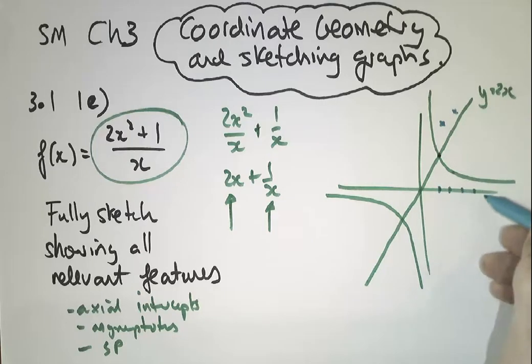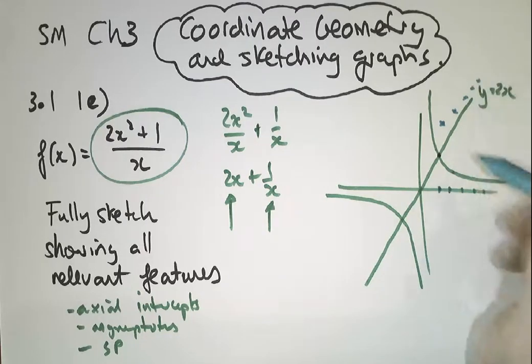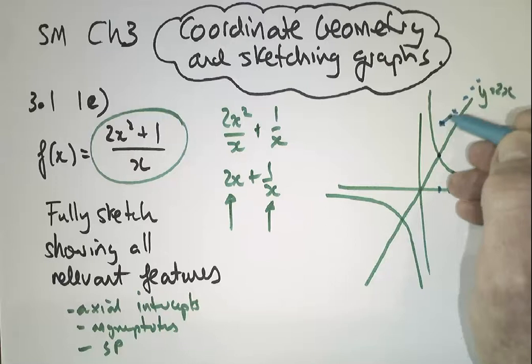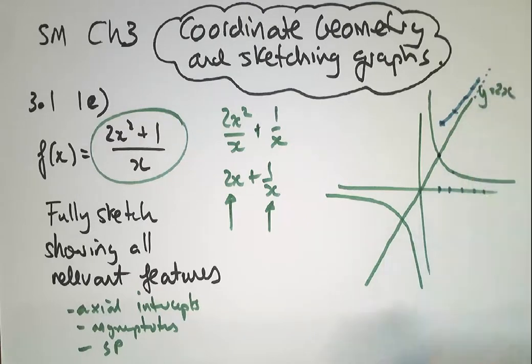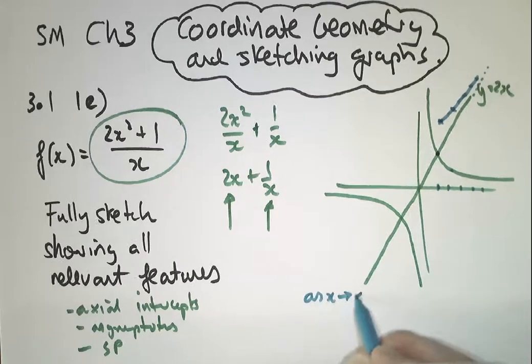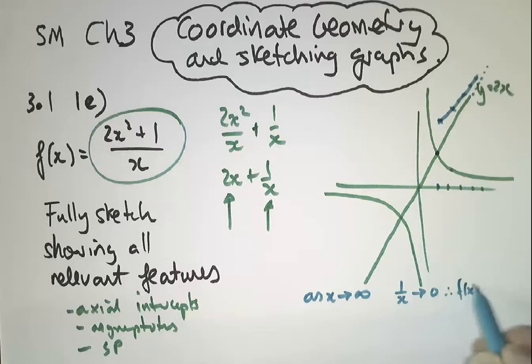As we get larger in the x values, the hyperbola gets closer and closer to 0, so therefore this is going to get closer and closer to the line of 2x. Therefore it's going to be asymptotic towards the line of y equals 2x. What we can say is that as x approaches infinity, 1 on x approaches 0, therefore f of x will approach 2x, making it the asymptote.